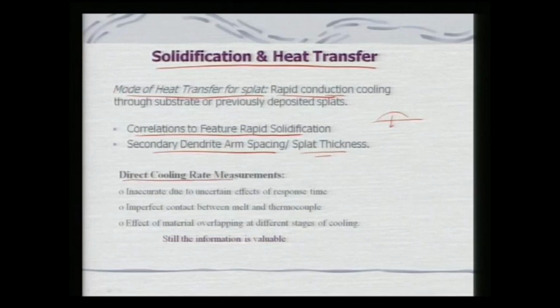And again, direct cooling rate measurements are very inaccurate, because you need to put something inside the particular splat to determine its temperature, and that may not be really feasible. And so there is an imperfect contact between the melt and the thermocouple.